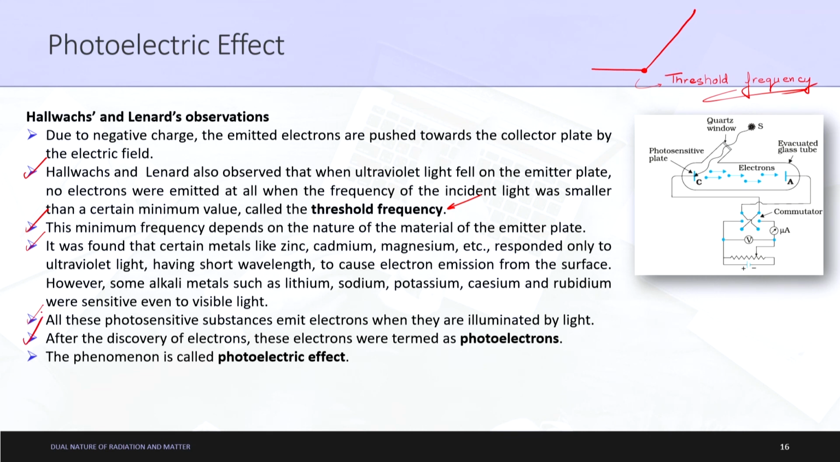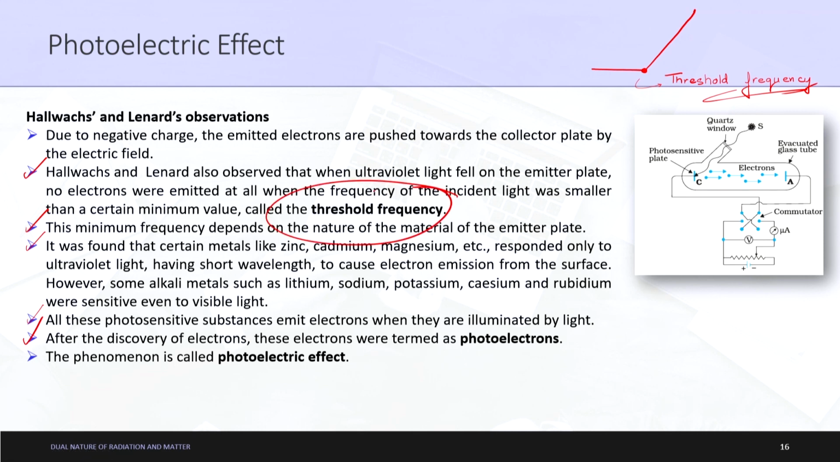As the name suggests, because these are ejected due to the irradiation of light or photons from the surface of the metal, hence these electrons are called photoelectrons. Okay. So this is the new thing. Please keep remembering all these instances.